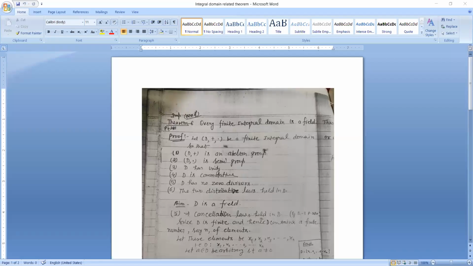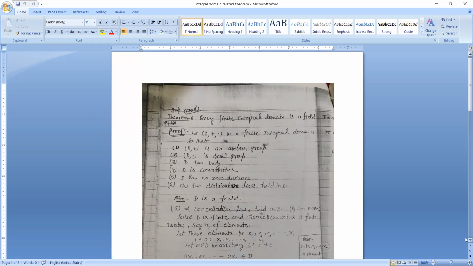Today I will discuss integral domain and some related theorem. The theorem is: every finite integral domain is a field. From the earlier videos, we have studied the definition of integral domain and field. Now we have to prove that every finite integral domain is a field.